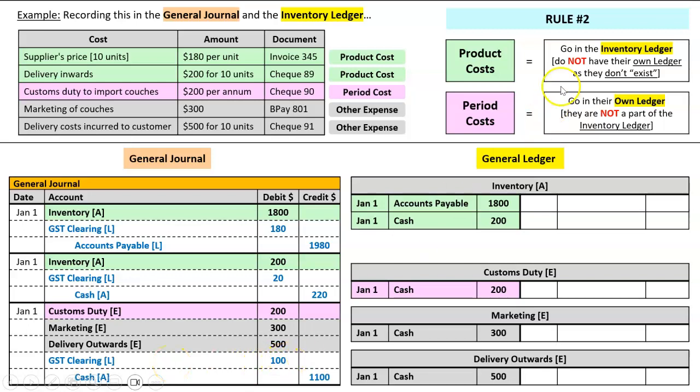But the main thing here is we learned product costs do go in the inventory ledger here. We can say 1800 and 200. Period costs do not go in the inventory ledger. They have their own ledger, like here in customs duty.